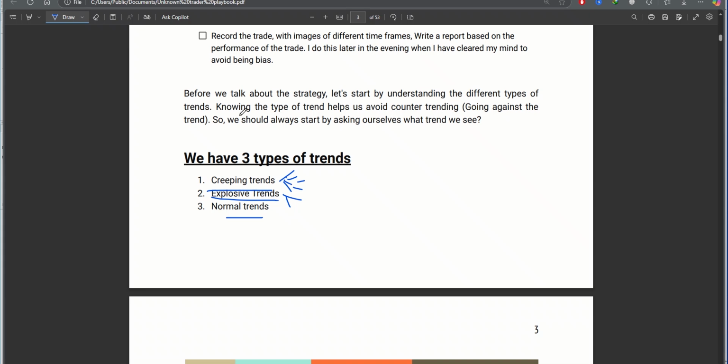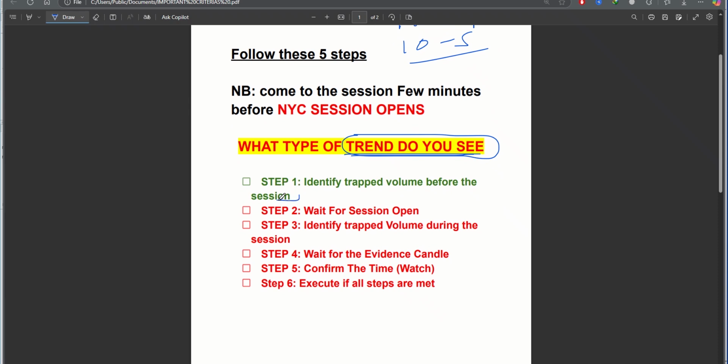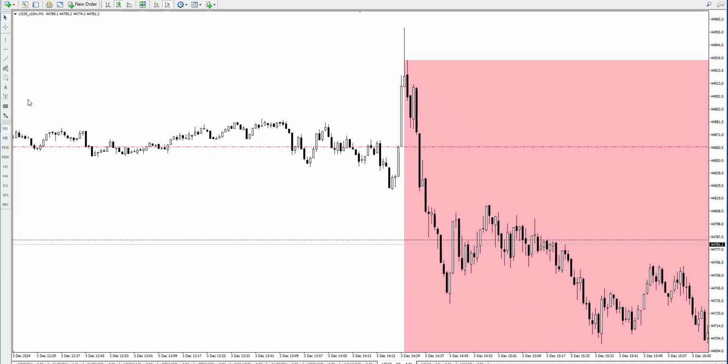Okay, but if you are coming to your screen and you don't see any kind of a trend, it's fine, you proceed. This one is the only one, step one, which is in green, because some days you won't be able to identify trade volume before the session. Remember, you're only coming 5 to 10 minutes before the session opens. Let me show you. You are coming somewhere around here, okay? So you have the entire day to yourself.